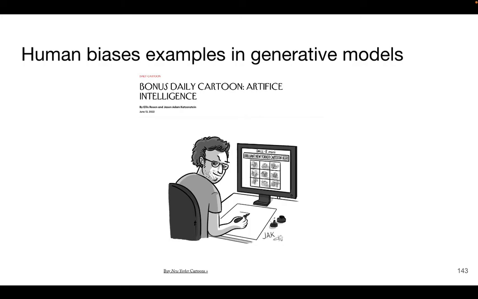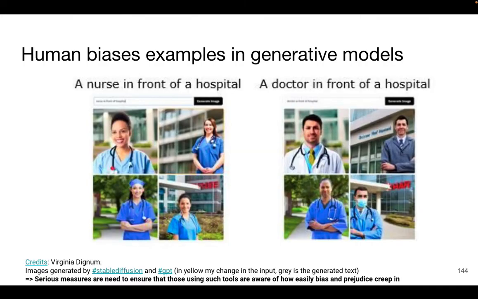What about generative models? More examples. This is much worse than expected. This I borrow from Virginia Dignum, who created this test on generative models, and I think it's a very nice example to show. You see the bias. You put a nurse in front of a hospital, and you see it's always a woman on the left. If you put a doctor in front of a hospital, a doctor could also be a woman. Why does it just draw a man?